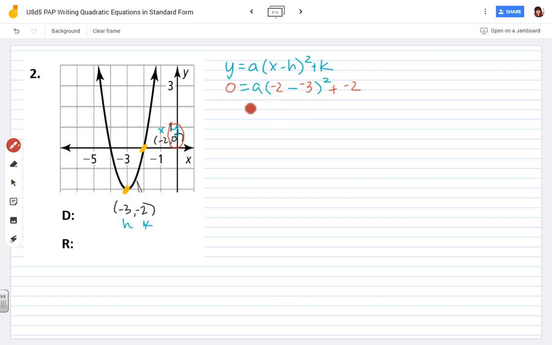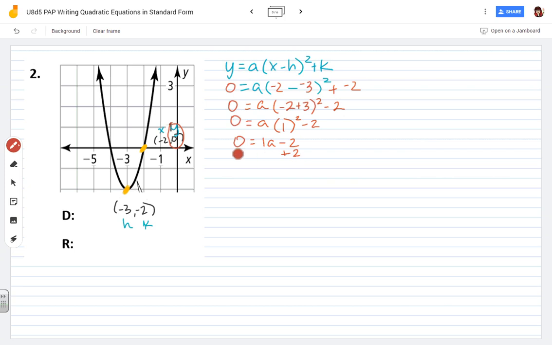Let's go ahead and clean this up a little bit. Let me double check that I did everything okay. Yeah, I think I did. Okay, so negative times a negative, positive. Positive times a negative, negative. 3 minus 2, 1. 1 squared, 1. So that's the same as 1a, right? 1 times a, minus 2. So now it's completely simplified.